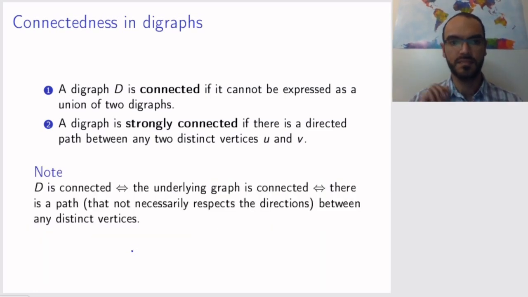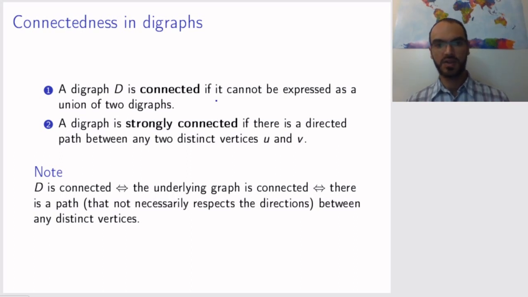So another way to see this is that the graph being connected, namely it cannot be expressed as a union, is something that has nothing to do with the directions of the arrows. This is the same as saying that the underlying graph is connected. So the underlying graph is connected means that there is a path, not necessarily respecting the directions, between any distinct vertices.